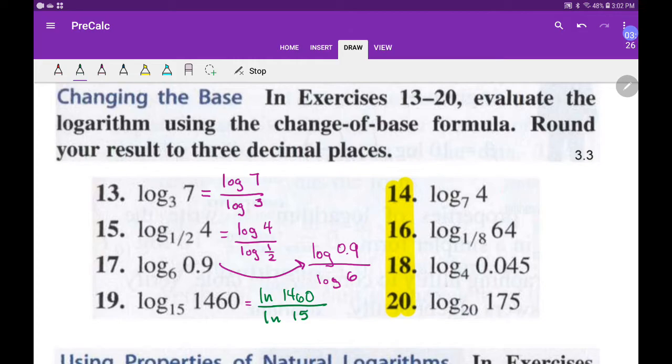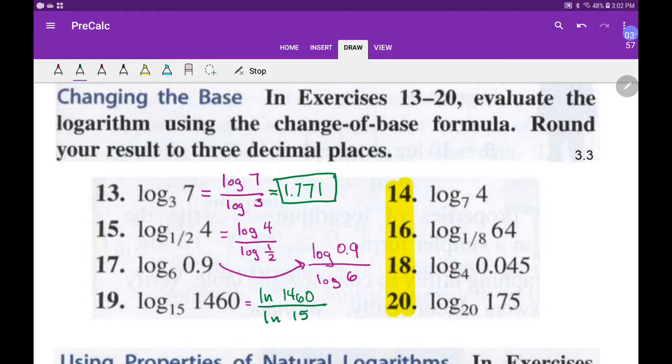My calculator likes to assume things. I have to find the log key. Okay. The log of 7 is 0.84, the log of 3 is 0.4771, and I divide and I get 1.77. How many places? To 3 decimal places. I need one more. Okay, that's the first one.